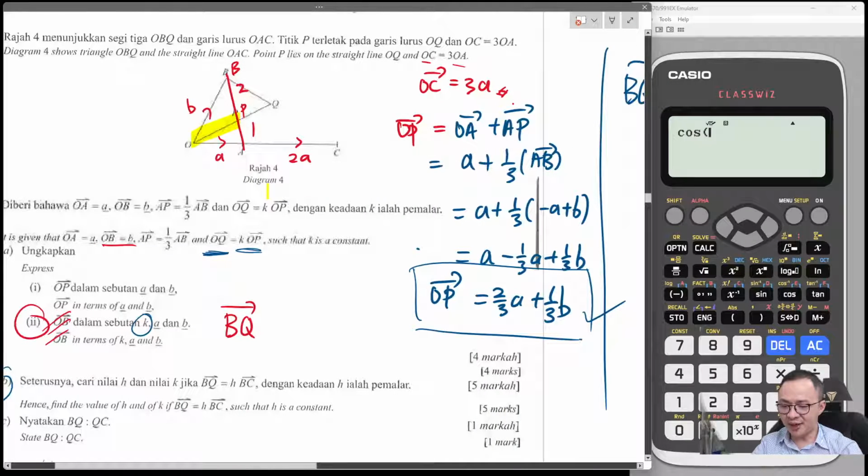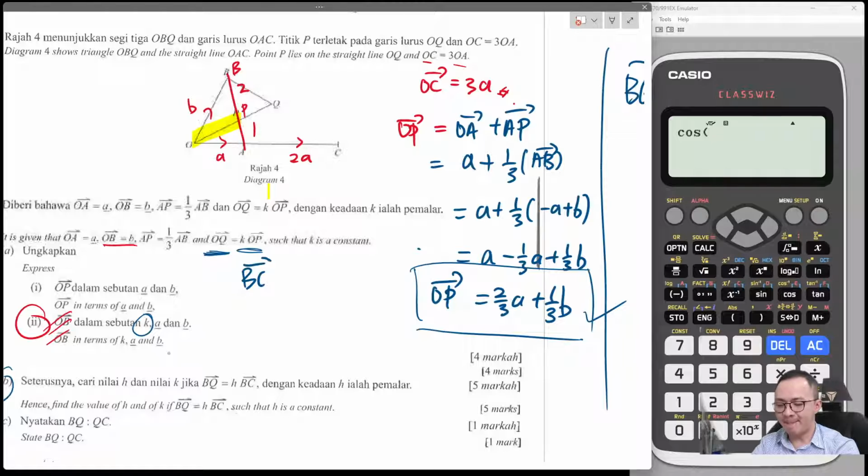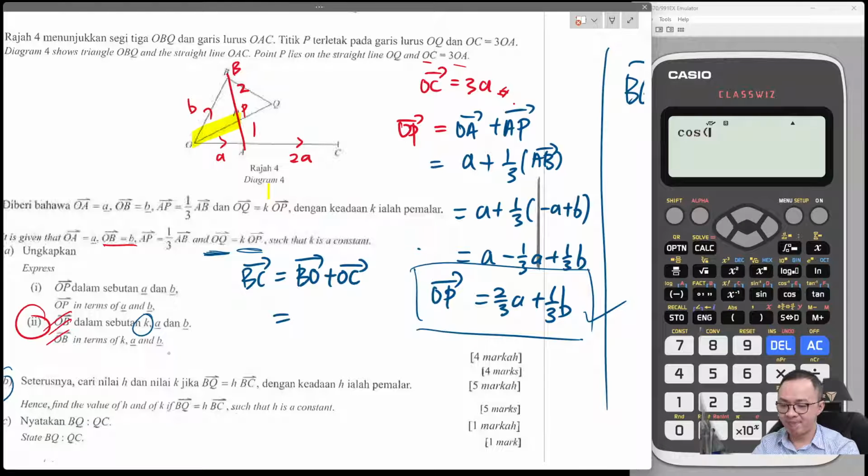Is it hard to find BC? Not really, BC is actually quite easy to find. Let me find the BC first. So BC is basically BO plus OC, right? BO will be negative b, OC will be 3a.